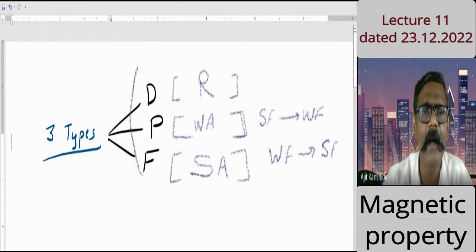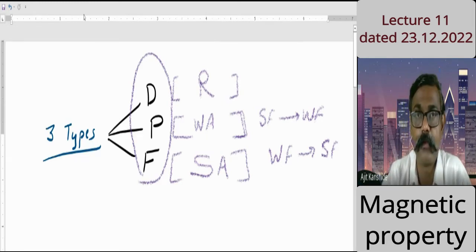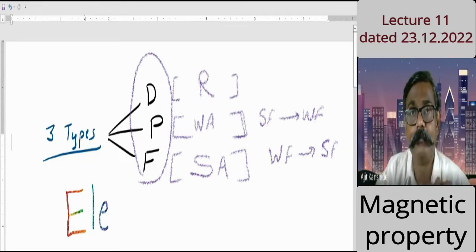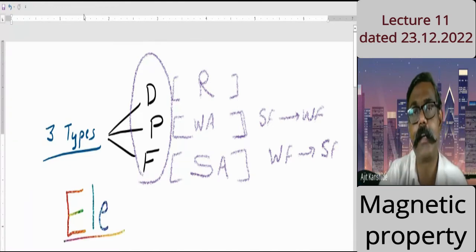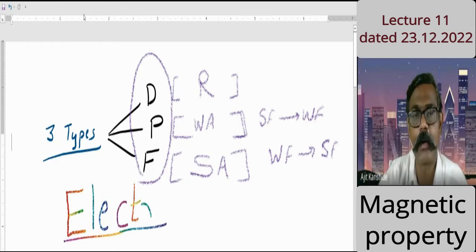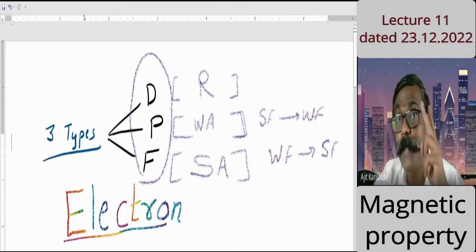This complete magnetism, or these magnetic properties, are there due to one entity in the atom, which we say is a tiny magnet. What is that entity? Is my question clear? There is one entity in the atom or ion or molecule because of which this complete story of magnetism is there. What is that entity? Three letters are there in front of you. Electron. Right.